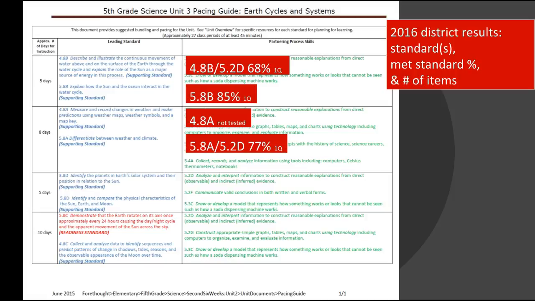5.8a, where we look at the difference between weather and climate, there was one question on that standard. It was also dual coded with 5.2d, which is inferencing, and then we scored 77 for Met Standard on that one.